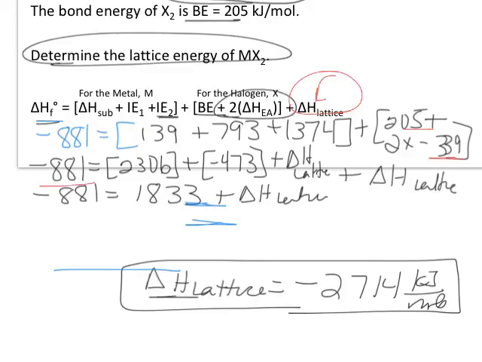So negative 881 equals 2,306 plus a negative 473. You solve for your delta H. Then you have negative 881 equals 1,833 plus the delta H. The delta H of lattice energy is negative 2,714 kilojoules per mole. And the reason why you can use this formula is because delta H is a state function, so it's independent of path. So we can sum up all the delta H's from the different processes to figure out one little piece of the puzzle, like the delta H of the lattice energy.